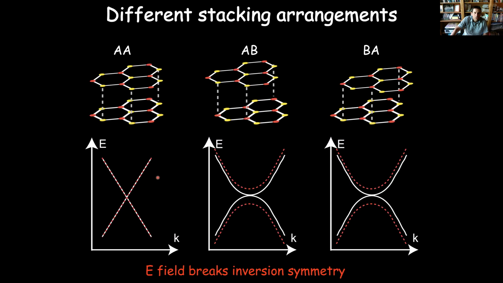a linear dispersion. Now, if I apply an electric field in the Z direction, so vertically here, that's going to break the inversion symmetry in these crystals. And that means that in this AB or BA case, it's going to open a band gap and the graphene is going to become insulating. Whereas in the AA type regions, since we have these linear relations, it's going to continue to stay conducting.